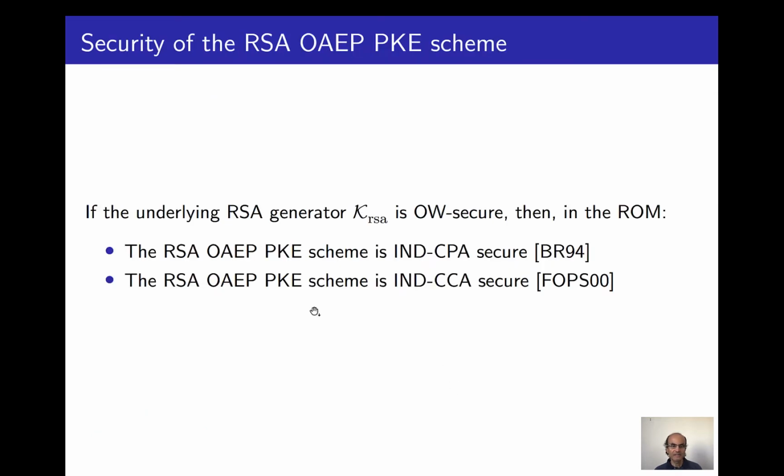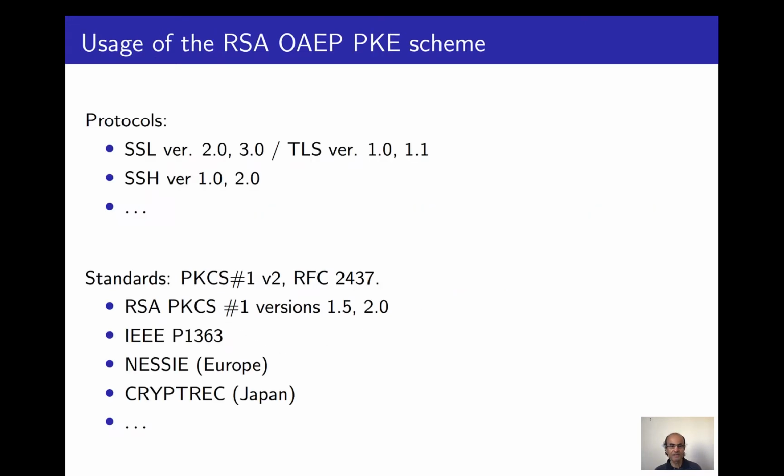So this works if you assume the underlying RSA generator is one-way secure. Then in the random oracle model for the two hash functions G and H, it achieves both IND-CPA and IND-CCA security. And due to that and its efficiency, it's been fairly popular. So there are various protocols out there that use it. For example, early versions of SSL and TLS, some versions of the SSH protocol, and different standards. PKCS #1 is the main standard put out by RSA Corporation for public key cryptography, and it percolates into many other standards from there.